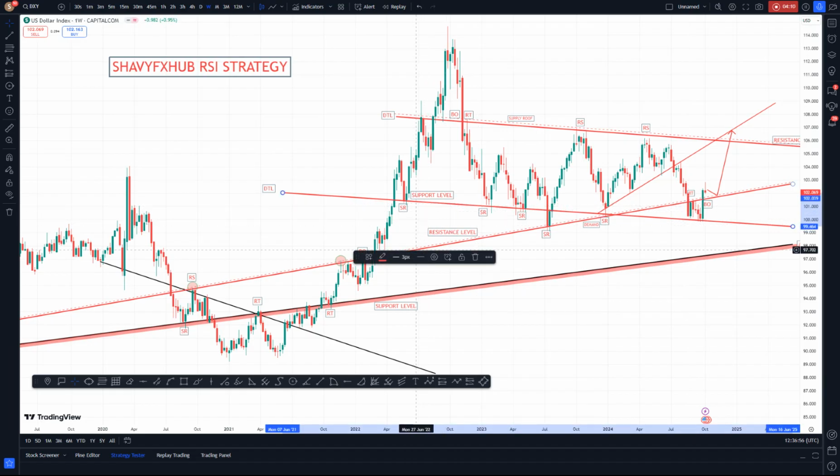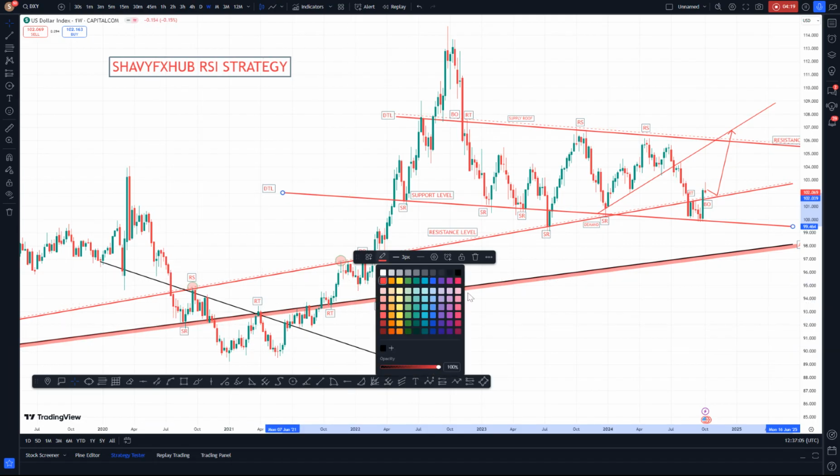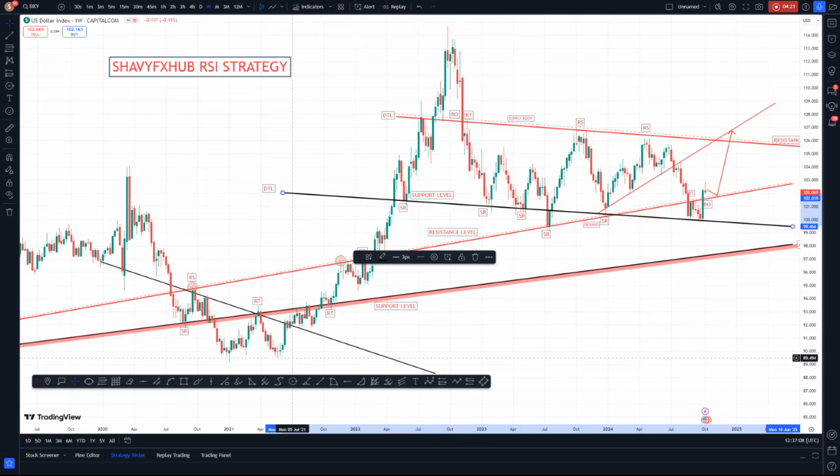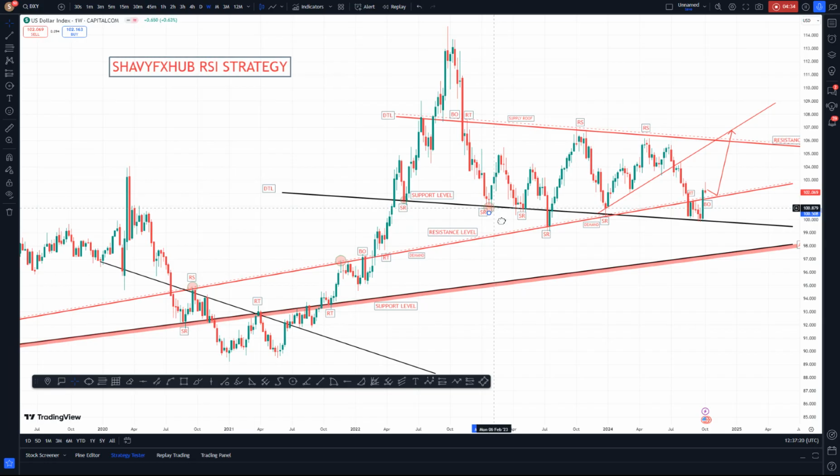another support floor. I would like to change the color to make it easier and clear. I will change it to a black color. So we have here a support structure. We have another support structure. We have another support structure, showing that there is demand at this level. One, two, three, before the break of the support structure.